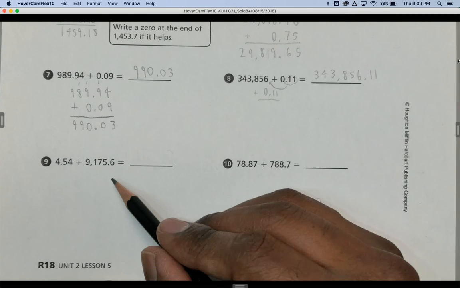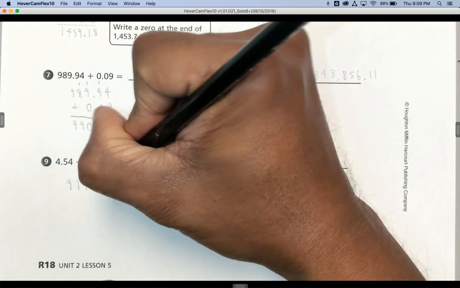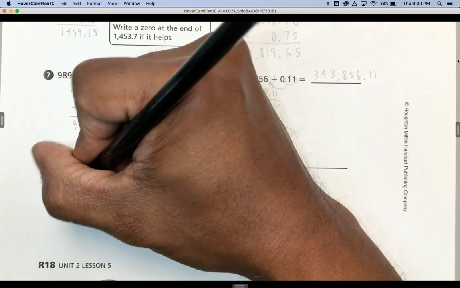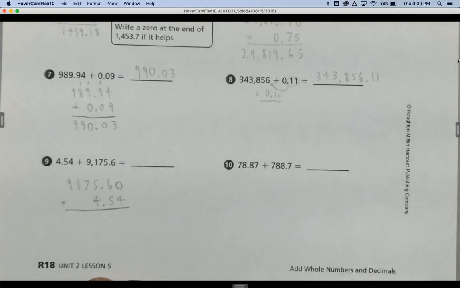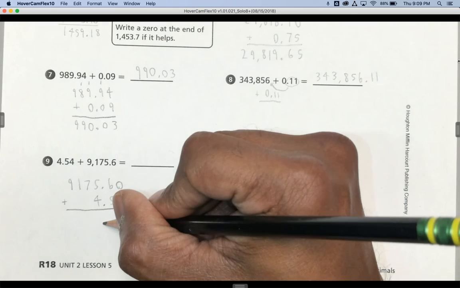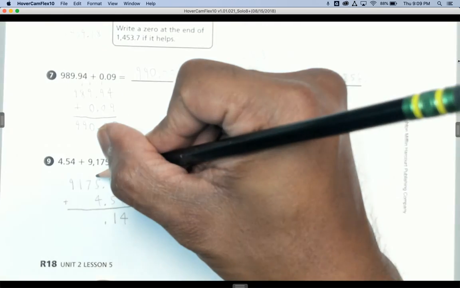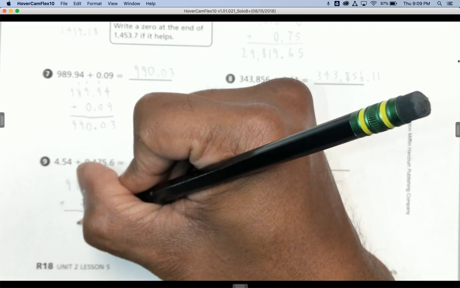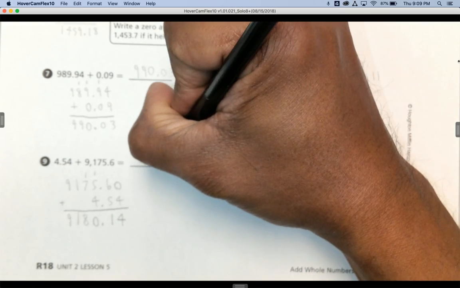Here I'm going to copy the larger decimal down first, and then the smaller. I see I've got one place value I can fill in a 0 with. And then you are welcome to pause the video here and work it out. Then compare with me. 0 and 4 is 4. 6 and 5 is 11. 1 and 5 is 6. 6 and 4 is 10. 1 and 7 is 8. I get an answer of 9,180 and 14 hundredths.